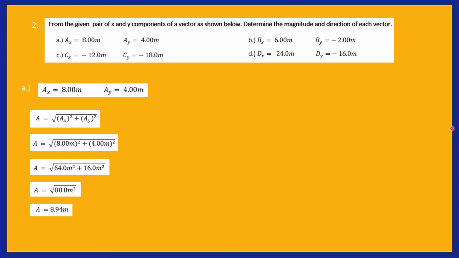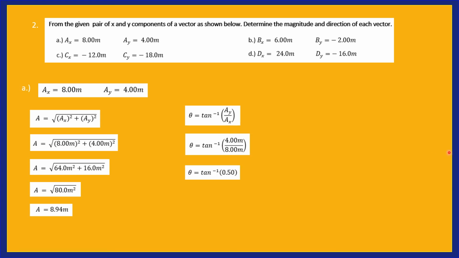That's the magnitude. And for the direction, we need to know the angle theta. So theta equals arctangent of Ay over Ax. So we have tangent inverse of 4 meters over 8 meters. It gives us 0.5. We have arctangent of 0.5 is equal to 26.6 degrees. Now, if you look at this result, remember this is measured from the positive x-axis.